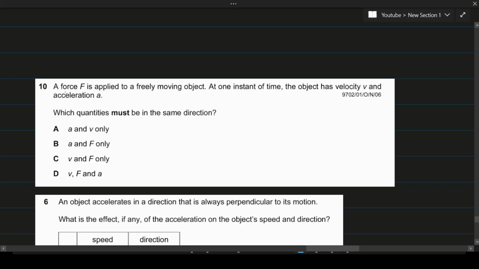So the first question states that a force F is applied to a freely moving object. At one instant, the object has velocity v and acceleration a. Which quantities must be in the same direction? Freely moving object, so we know that a and F are the two quantities which must be in the same direction.